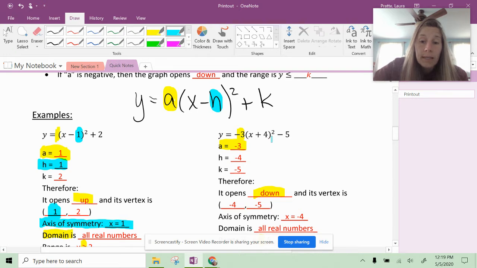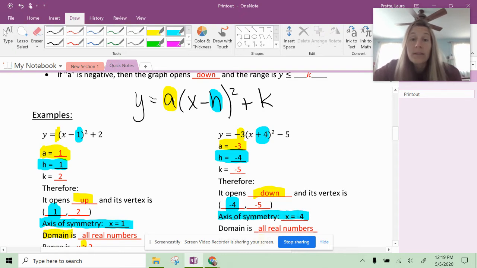Just like in the second example here, this time you see how it says plus 4? Well, that means my H is negative 4. So the first half of my vertex is negative 4, and the axis of symmetry is x equals negative 4.